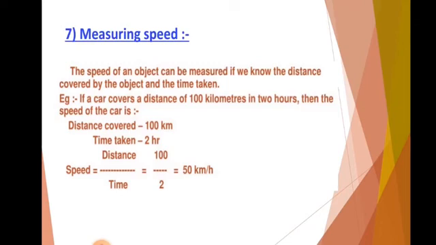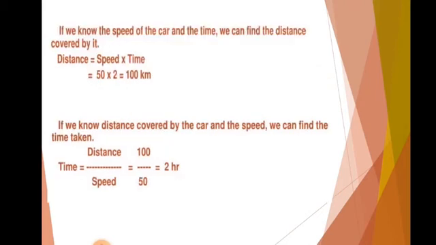So if a car covers a distance of 100 kilometers in 2 hours, then the speed of the car would be distance upon time. So it will be 100 divided by 2, which is 50 kilometers per hour. Now, if we know the speed of the car and the time, we can easily find the distance covered by it. So, distance will be speed multiplied by time. So, here because the speed is 50 and the time is 2, we will multiply 50 by 2. So, the distance is 100 kilometers.